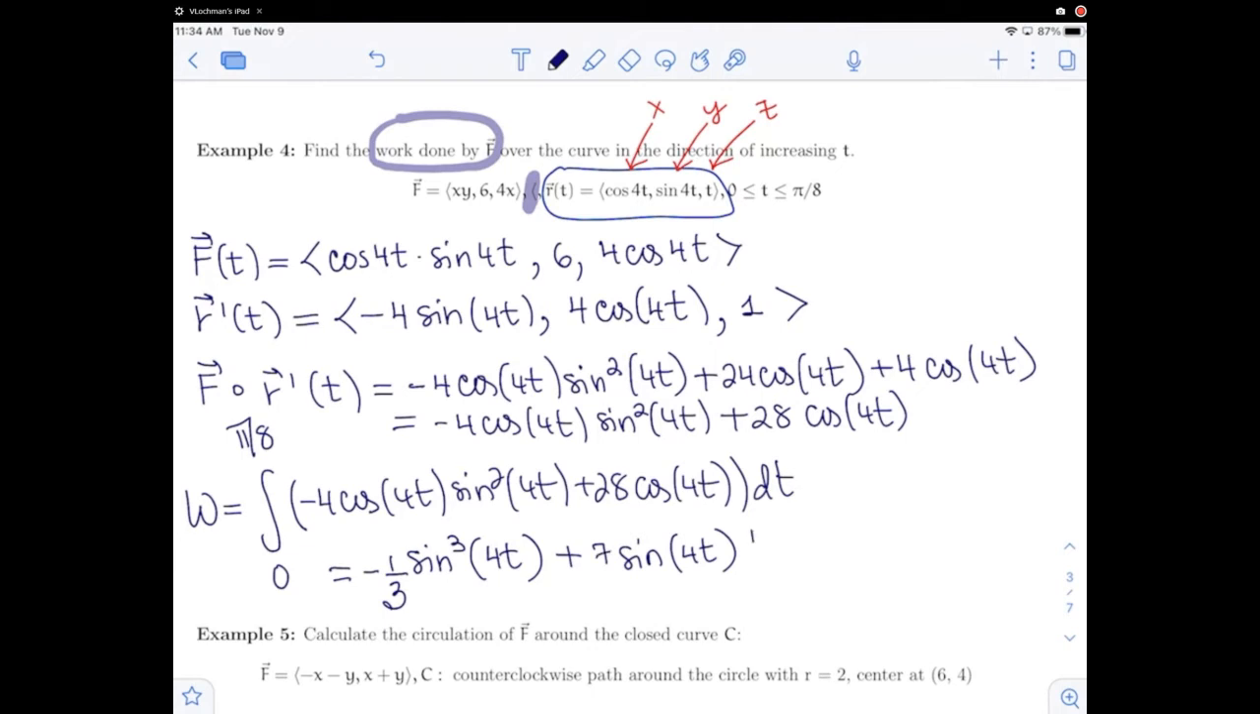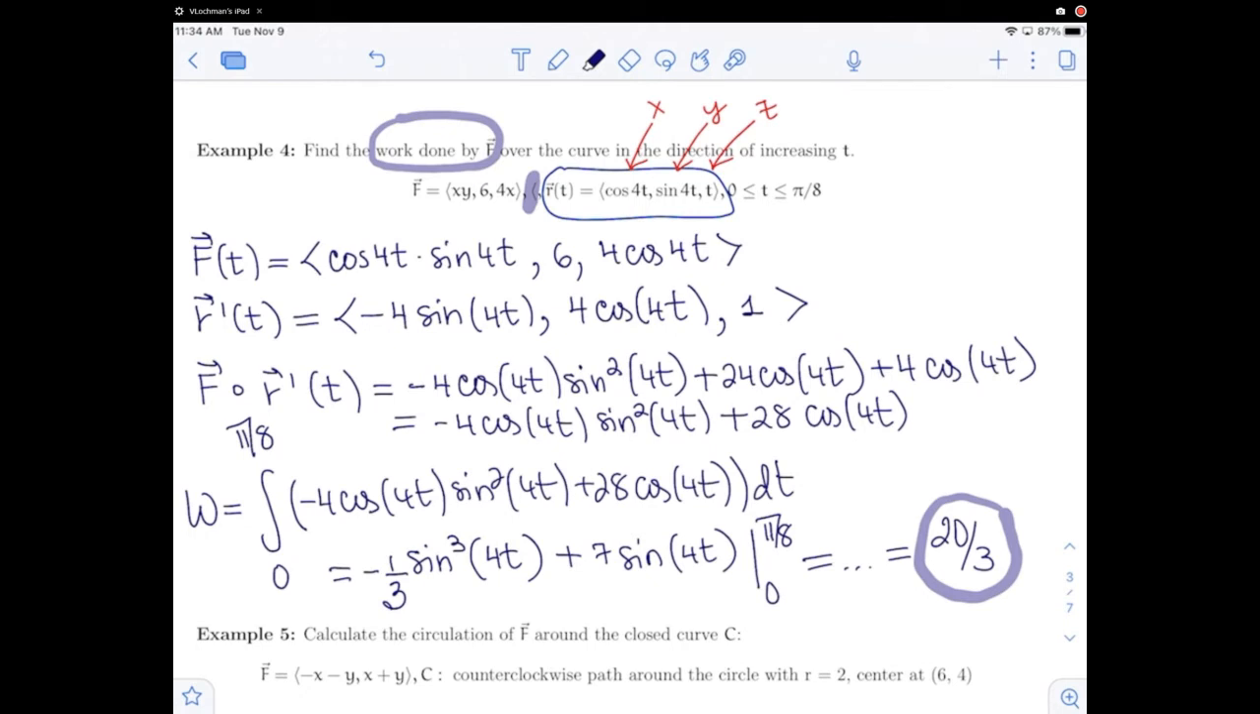So now we need to evaluate this from 0 to pi over 8. I'm going to let you fill in the details. The answer here is pretty nice. We're going to get 20 over 3, and that's our final answer for this line integral. This is the work done on an object by this vector field if we're moving it along this line from 0 to pi over 8.